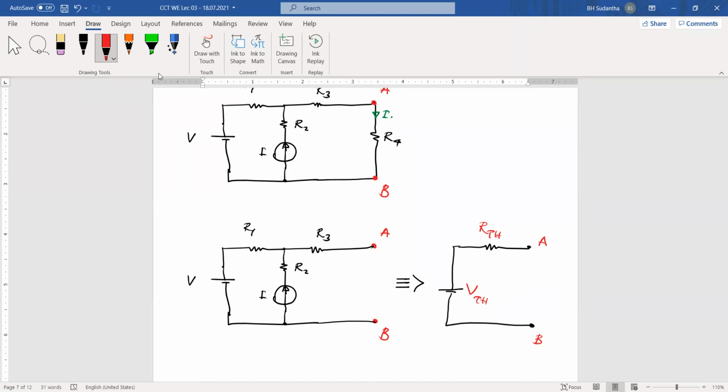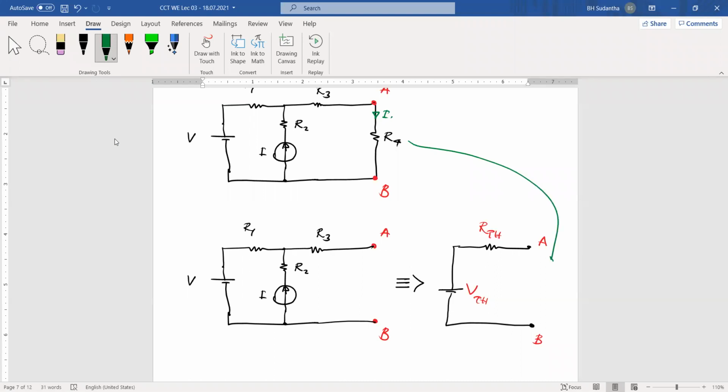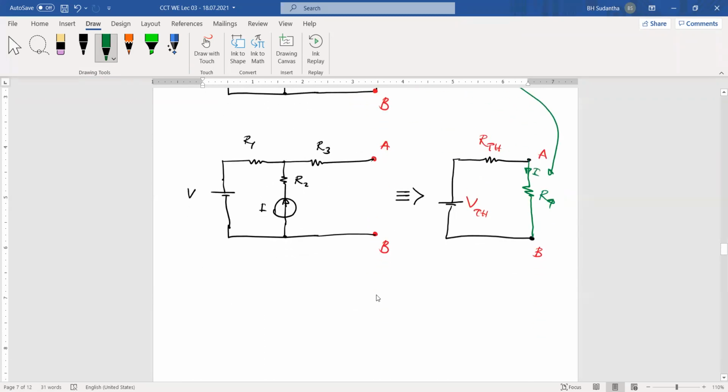Then after simplifying this one, you can reintroduce the removed component, this one here. Now R4, then we can find the current going through it. Then I equals VTH divided by RTH plus R4.